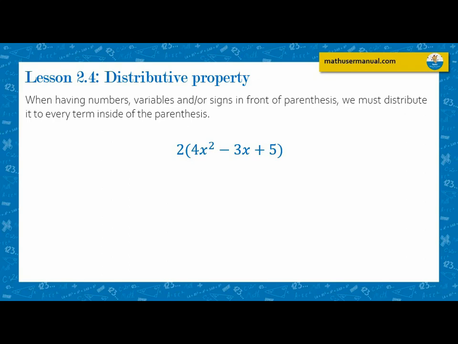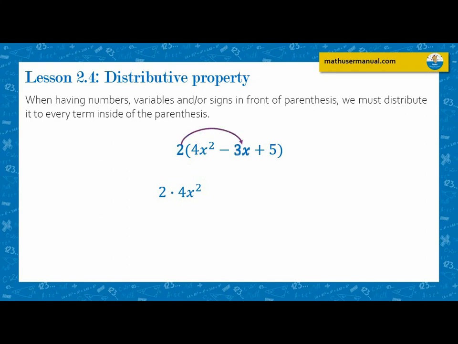The distributive property, as its name says, we distribute the number, the variable, the sign, whatever we have in front of parentheses, by multiplying it times every single term inside of the parentheses. So in this case, we have a 2 in front of this parenthesis. So let's multiply times every term, starting with the 4x squared. So 2 times 4x squared.